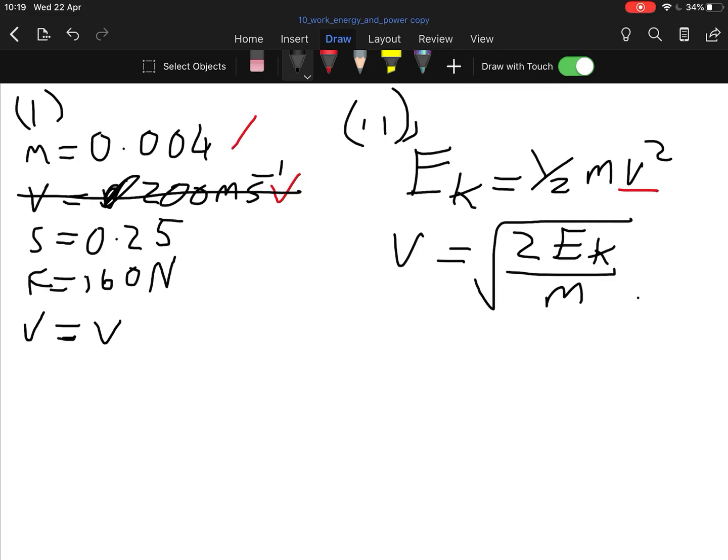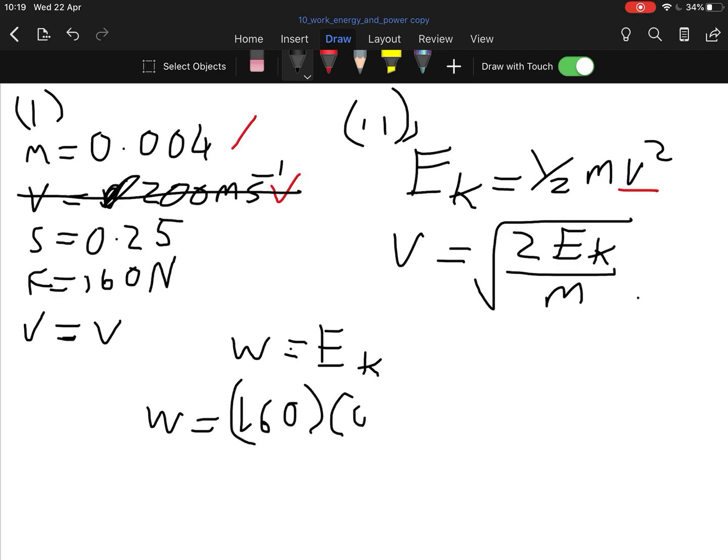We have every value here except ek, so how do we find ek? Look back to the previous question, what did we do? We used work done. Can we use work done now? Yes. So work done equals ek. Work done is force times distance. This time, that's going to be 160 times 0.25, which gives us a value of 40 joules.